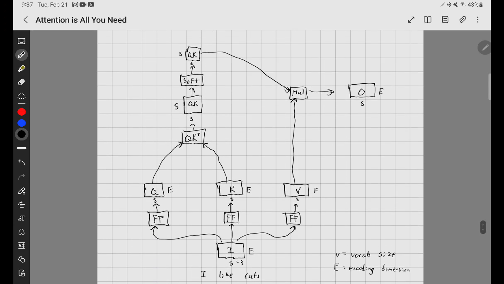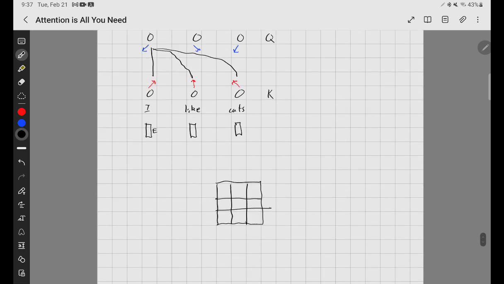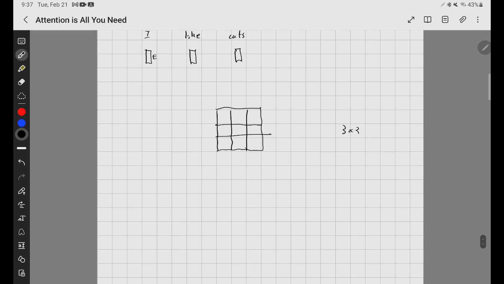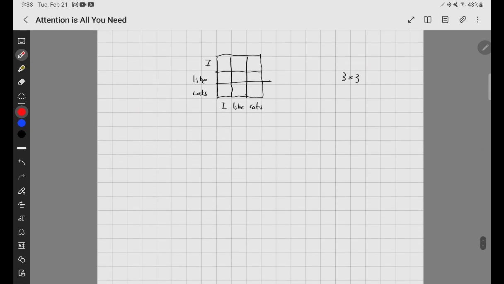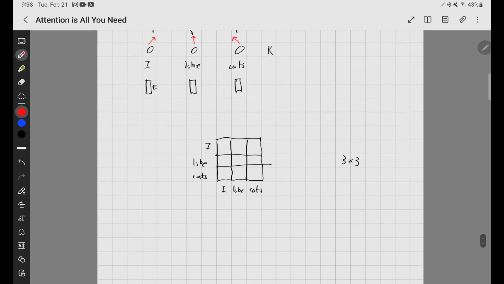And remember, the matrix is an S by S matrix, so in this case it'll be a 3 by 3 matrix. And I like cats. So this was the vector I was drawing above, the one right over here. So this will be the keys dimension, this will be the queries, and you can visualize this as like a heat map.